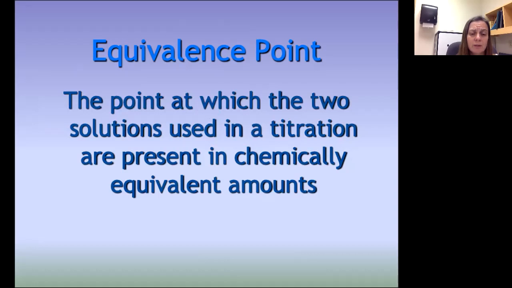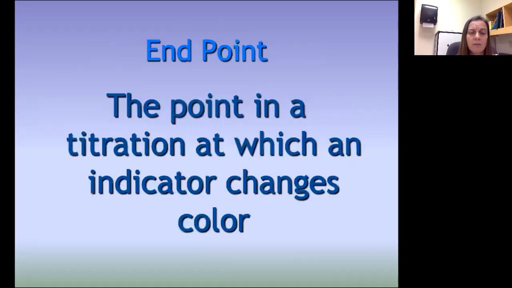There's also a term that sometimes gets used interchangeably, which is called the end point. And the end point is the point in a titration at which the indicator changes color. So we're going to talk about how we choose our indicator so that it changes color as close to the equivalence point as possible.